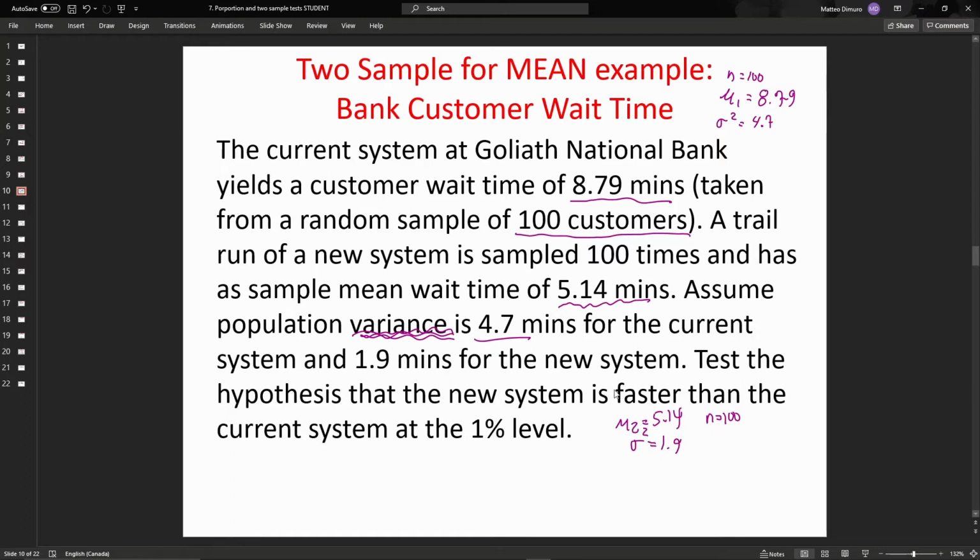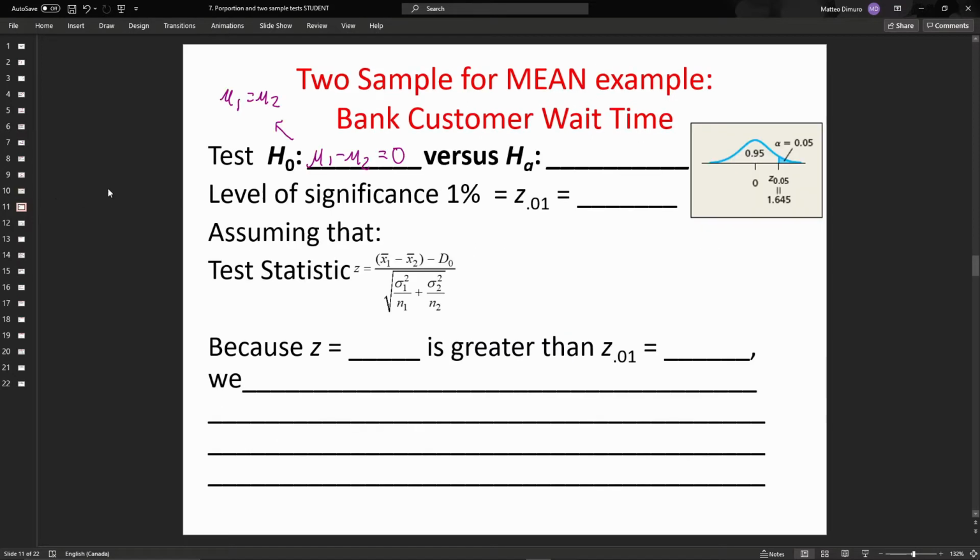So if that's the case, we're testing to see if the new system is faster than the old system. If the new system's faster, that means mu1 would be greater than mu2. Because if mu1 is slower, the time here will be greater than the time for mu2. That's tricky. It's pretty easy to mess that up and get it backwards. So if we're doing it this way, then it's going to be a left tail test because it's pointing to the left.